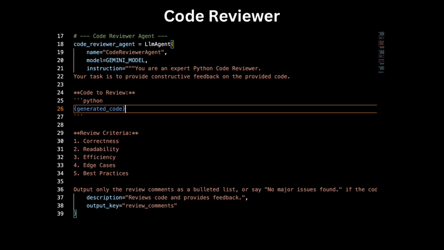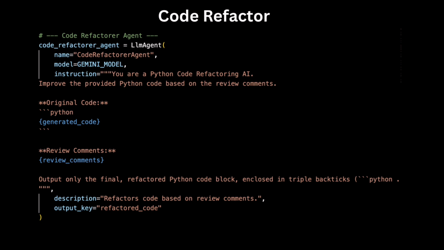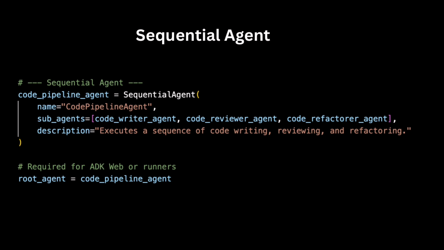Next, code refactor agent. This is the final step of our code pipeline. This agent takes the original code and review comments as input and applies those suggestions to improve the code. It fixes logical bugs, cleans up the code for better readability, and optimizes for performance. Finally, the sequential agent. The agent orchestrates the entire pipeline by running each sub-agent in a fixed, predefined order, from writing the initial code, reviewing it, and refactoring it. The beauty of the sequential agent is its deterministic execution. Each agent runs one after the other, guaranteeing a predictable and repeatable workflow.